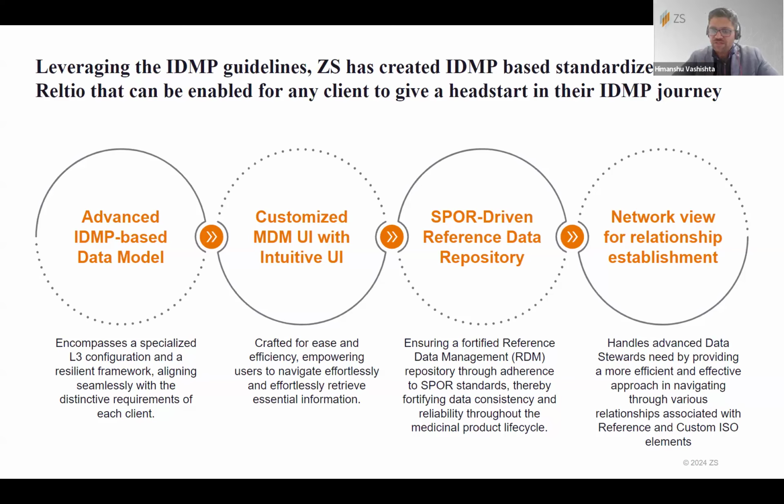We have a SPOR driven reference data repository. IDMP provides, as I was saying, substance, product, organization, referential, all the lists of values. They are already mapped with different data sources, PLM, MES, all those sources are mapped with this SPOR reference data repository, ready to upload as per the Reltio template and ready to use. And then the network view. We have created relationships and different affiliations between the product data stages to see how the product traces from initial clinical stages to the pharmaceutical stage.